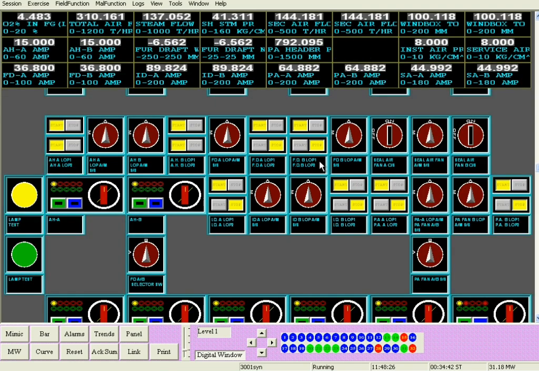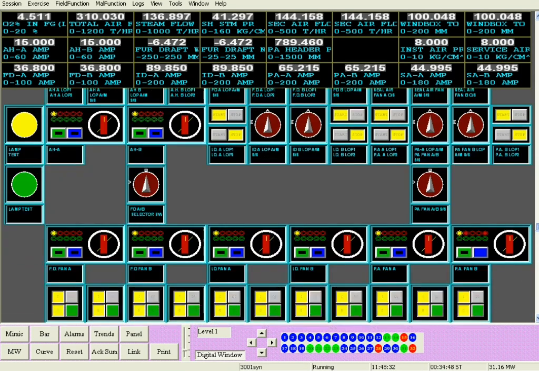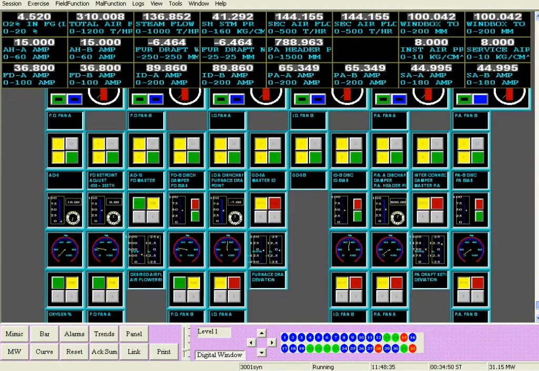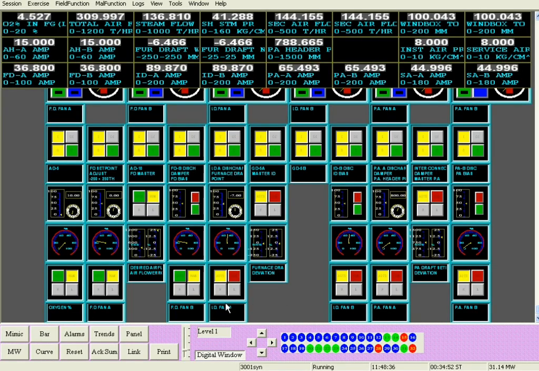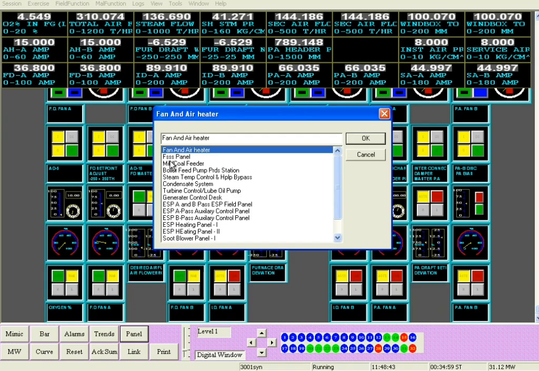We again go to the fan and air heater and check whether the PA header pressure is being maintained. Yes, the PA header pressure is being maintained. It is presently 789 point something. So it is on auto, and you can see that the pressure is being maintained. So we check that.